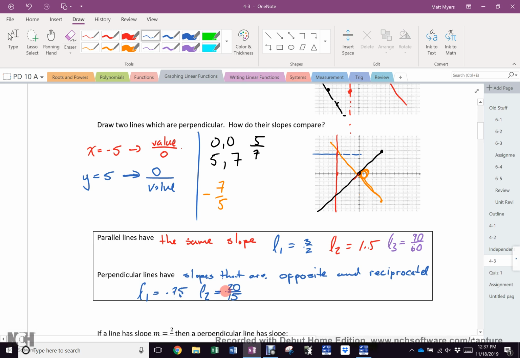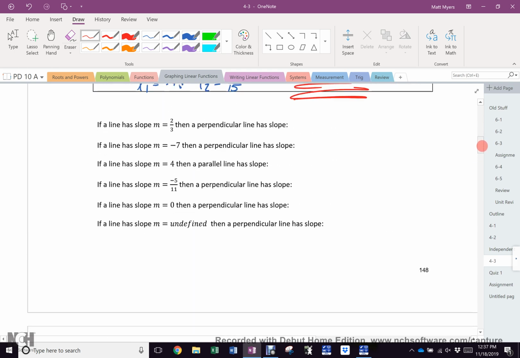Oh, you thought that little dot? No, it's just my pen dying. There. But if I did this, are they perpendicular? Yes, good. I don't know why my pen is such crap. Well, I do know why, but I don't like to keep saying that.